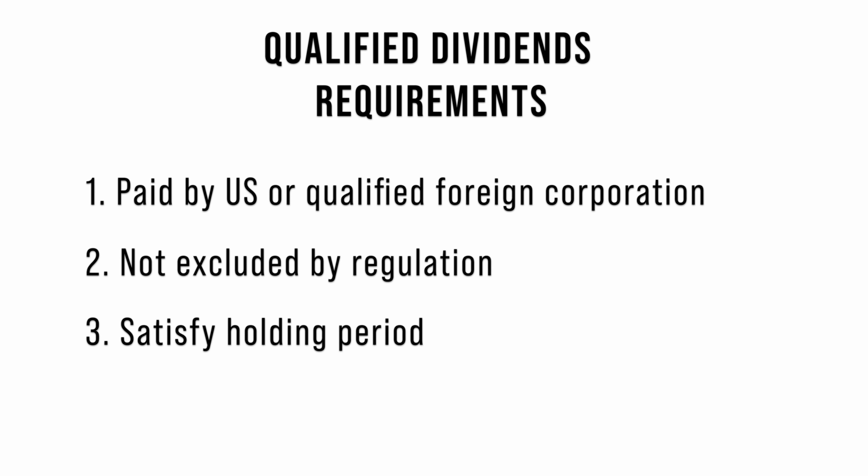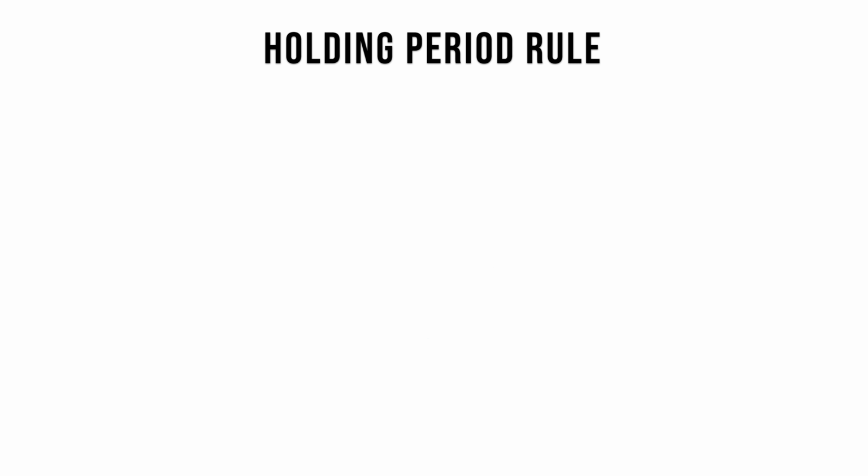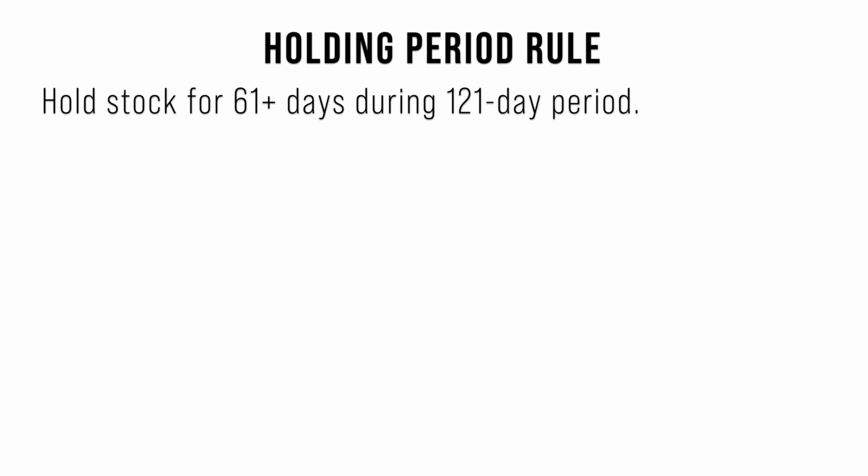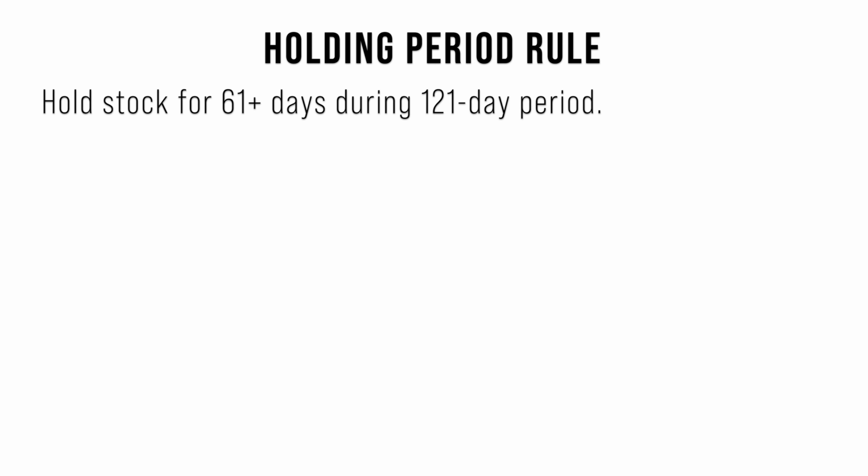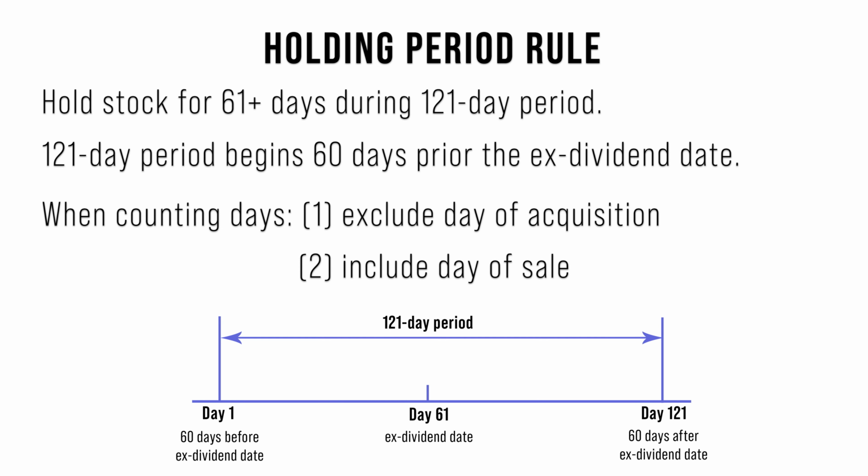The third and most important requirement for a qualified dividend is the holding period. In particular, you must hold a stock for 61 days or more during the 121-day period. The 121-day period begins 60 days before the ex-dividend date. When counting days, exclude the day of your acquisition and include the day of sale.